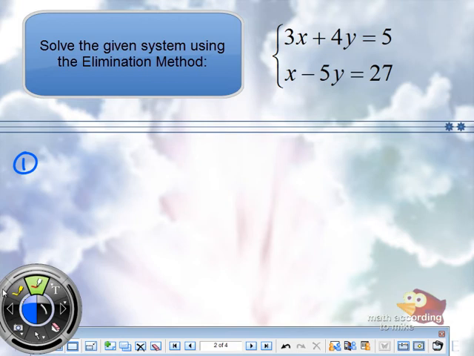If we had x's having a -3 and a +3, then when added together, what would happen to those x's? They cancel out. So what should we multiply the second equation by to make it a -3x? -3. So we're going to keep the first equation the same. And whatever you do to one side of an equation, you have to do to the other. So multiplying the second equation by -3, we would get -3x plus 15y equals -81.